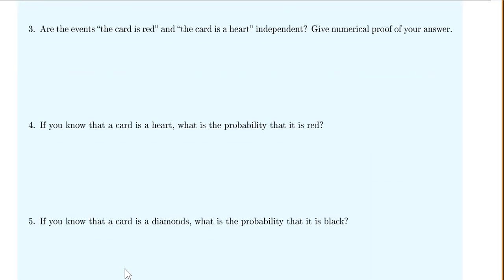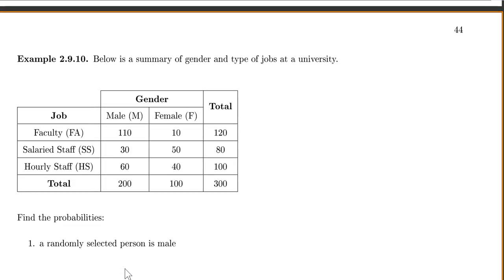Okay, so there's another one for you to try. This one looks at the summary of gender and types of jobs at a university.